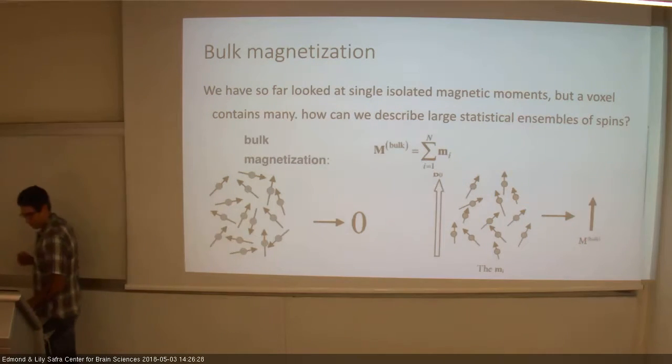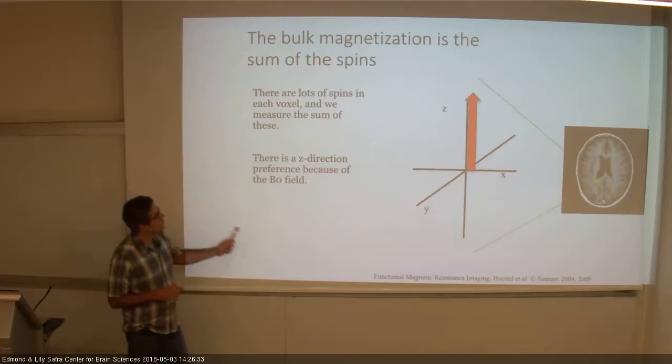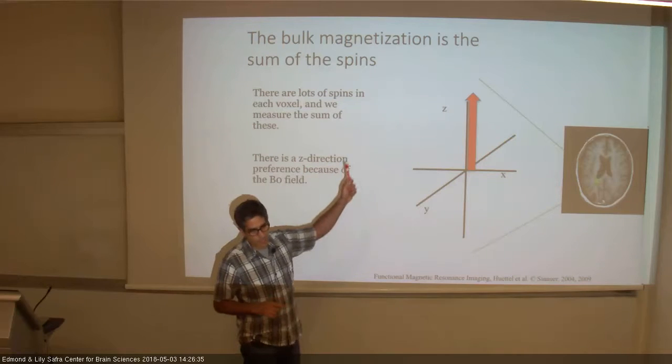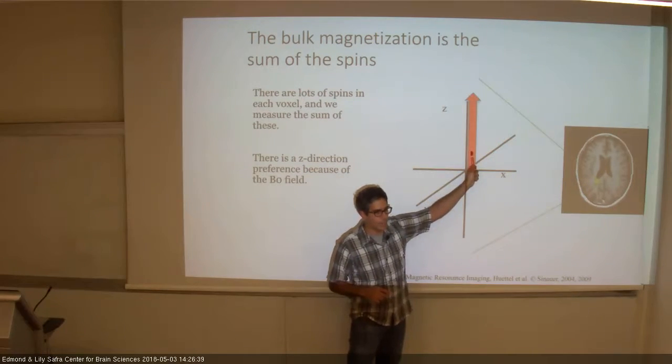Okay, so here it is again. We have a magnetic vector that is oriented toward the z direction. That's the B0 direction. So there is x, y, and z, and z is always the main magnetic field direction.